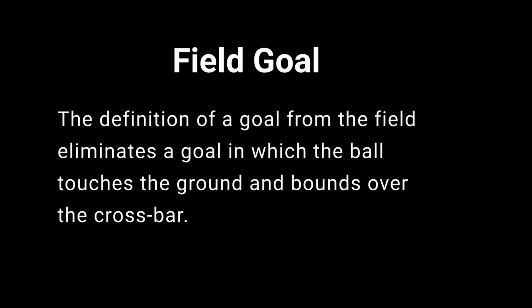The definition of a goal from the field, or a field goal, eliminates a goal in which the ball touches the ground and bounces over the crossbar. Basically, you couldn't bounce a field goal through the uprights. That was not in the rules before, and games were won because of it, where the ball actually bounced through the uprights, and it would certainly be interesting if we could do that today.